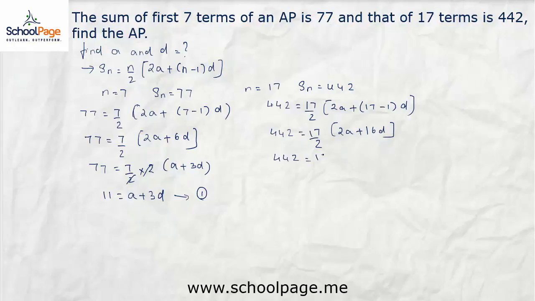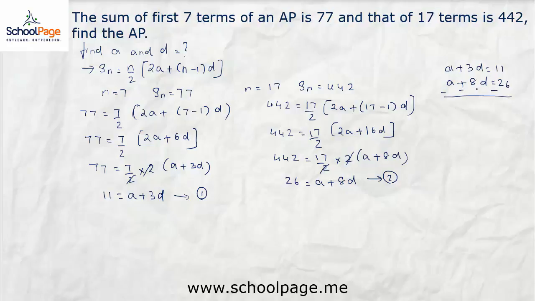442 equal to 17 by 2 into 2 into a plus 8d. 442 divided by 17 is 26, so 26 equal to a plus 8d. Now mark this as equation 2. Now if we solve the equations 1 and 2 simultaneously, then we will get the values of a and d. So we have a plus 3d equal to 11 and a plus 8d is equal to 26.